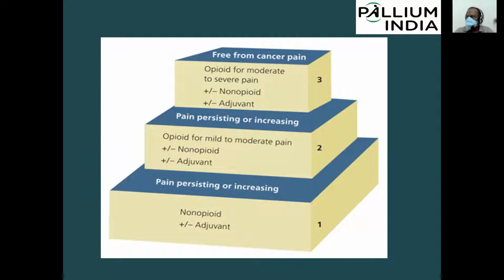Can anybody tell me what are the opioids for moderate to severe pain? Anybody, please unmute and speak. Sir, for moderate to severe pain, we mostly use morphine as the choice because it is cheap and available in the market. Yeah, thank you, Kusum. You are in which AIIMS? Sir, I am a PhD scholar in AIIMS Rishikesh. Okay, thank you. So what are the other opioids in addition to morphine in the third step?